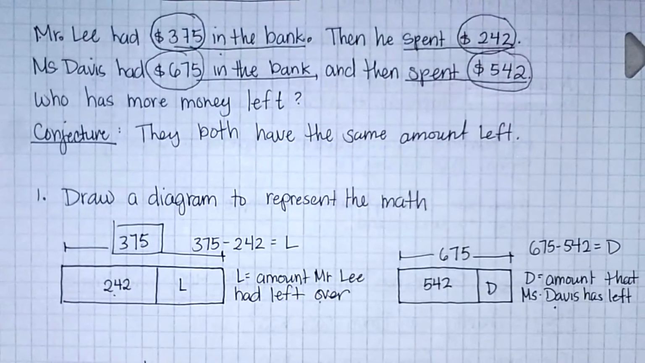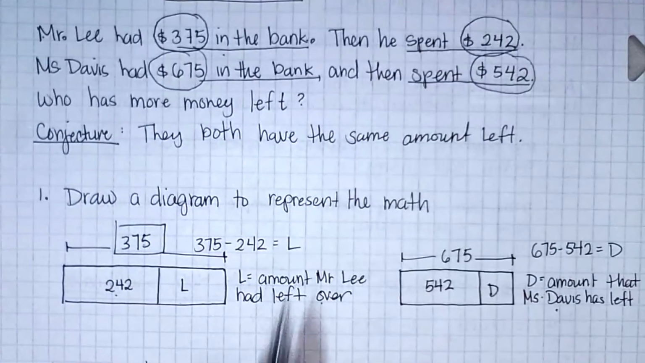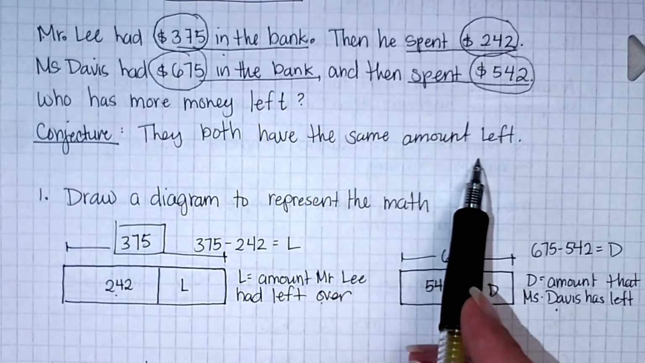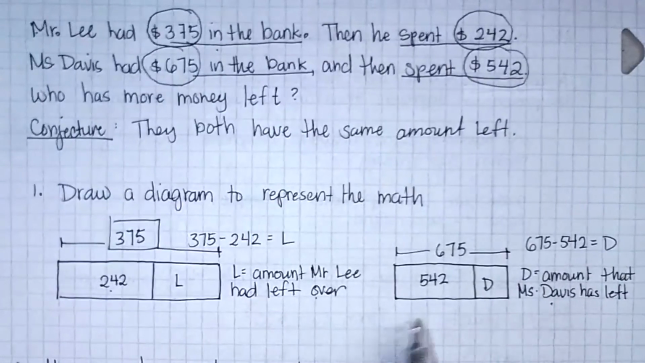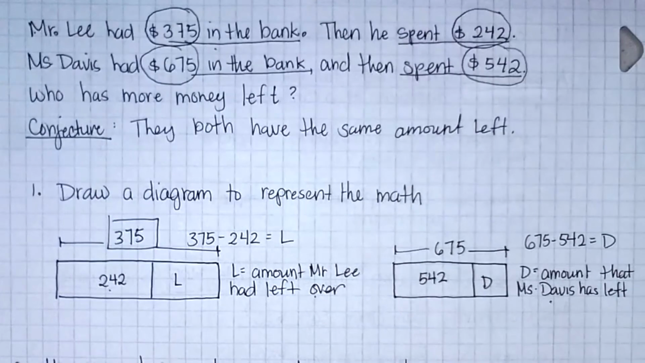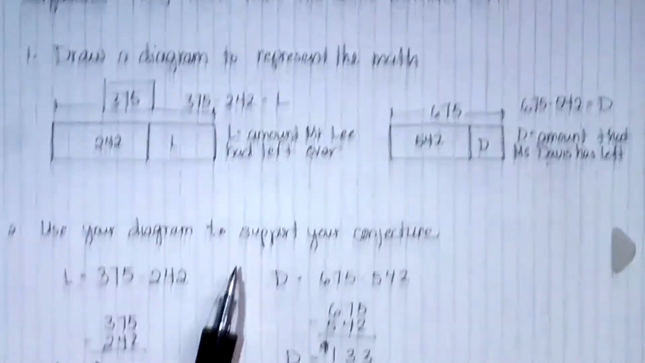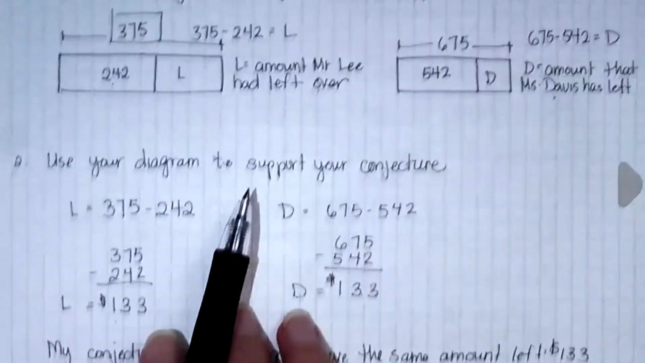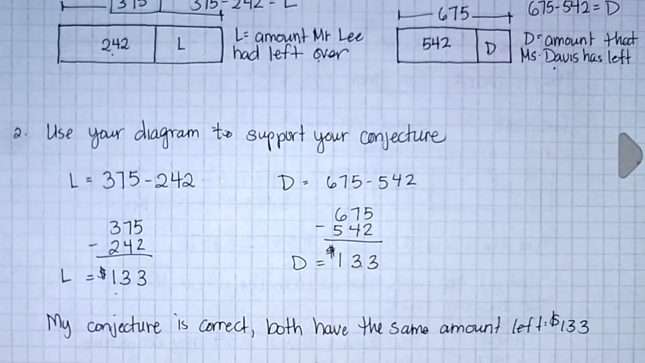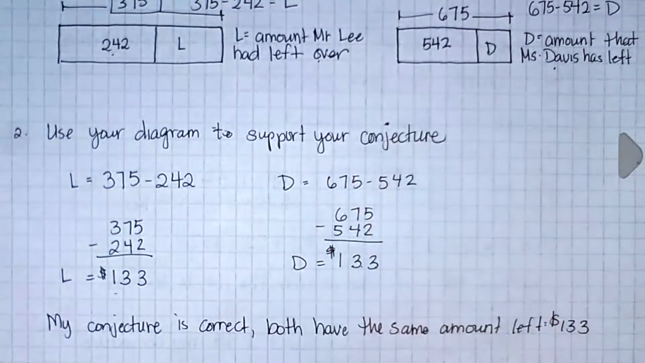So I annotated my question. I came up with my conjecture. I used diagrams and equations to show the work that I needed to do. And then I used those diagrams and equations to solve and find my answer. This is how you construct an argument. This is how you show your work and show that your answer is correct by proving it.